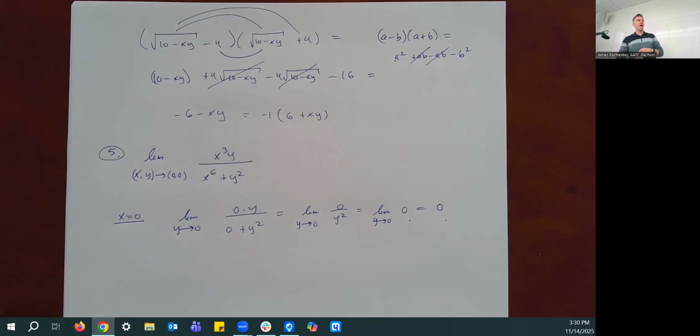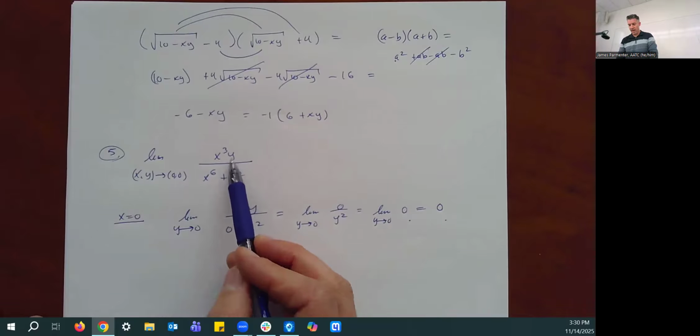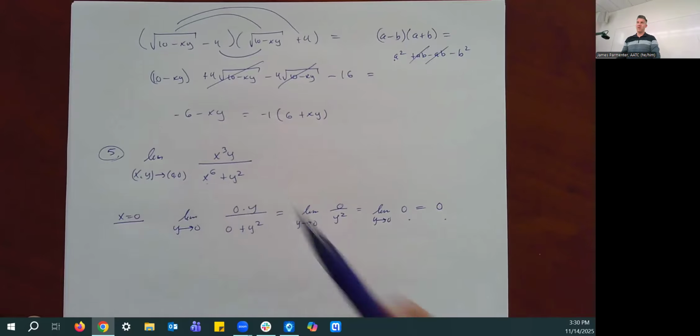Okay, but now we need another path. Well, as I say, picking y equal to 0 is probably going to give you the same result, right? Because if you pick y equal to 0, you're going to get 0 on top and x to the six plus 0 on the bottom, which will simplify to 0. Your goal at this juncture is to pick another path that doesn't have the same result. y equals 1 doesn't go through the origin. I would pick y equal to x to some power or x equal to y to some power. So sure, that's a great choice.